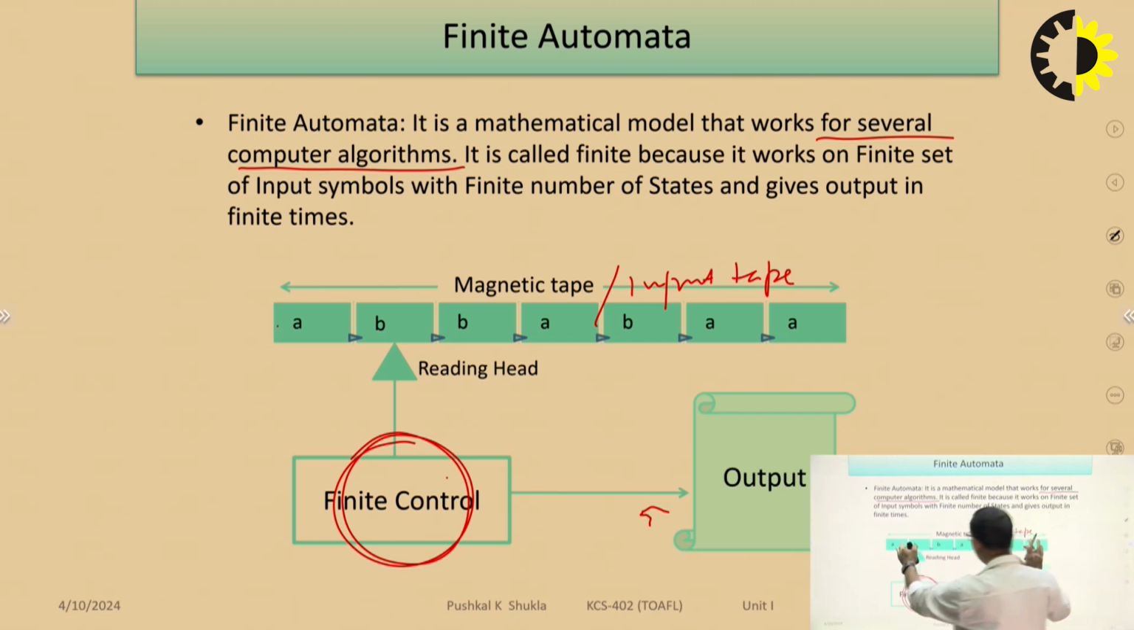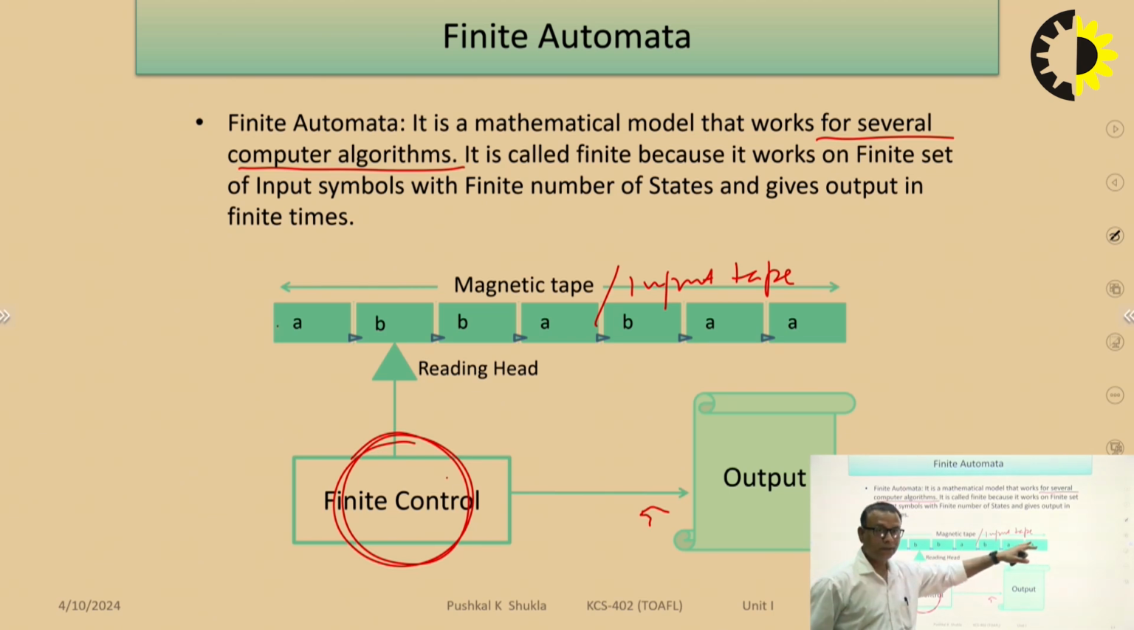This is the basic model of the finite automata, in which input symbols are written on this magnetic tape. There is a reading head which is aligned at the left position. This is the finite control, in which different states Q0, Q1 up to Qn are there. Based on the input symbol scanned by the reading head, the finite control changes its state and produces the output. This is the working of the finite automata.